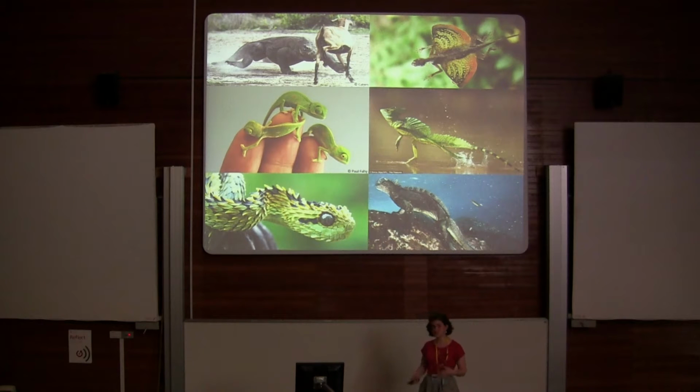You have several instances of gliding. You have the ability to run on water. They've both managed to adapt to hunting in fresh and salt water. You have some of the smallest vertebrates that we know of. And you also have the evolution of a venom system.